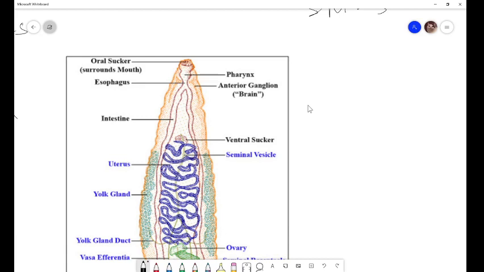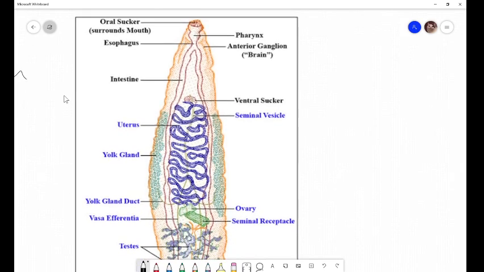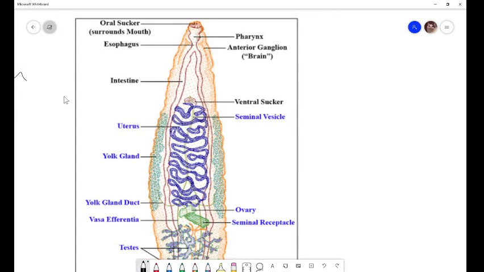Okay, the next character is the digestive system. It is a very interesting and simple digestive system. The digestive system starts from the oral sucker, and the oral sucker surrounds a mouth, and sometimes we can name the oral sucker a mouth. Oral sucker, it is a mouth.